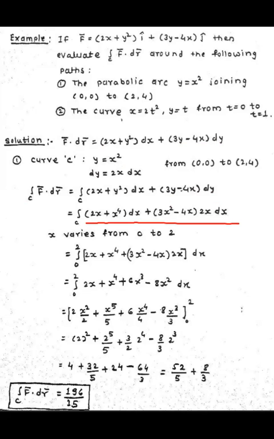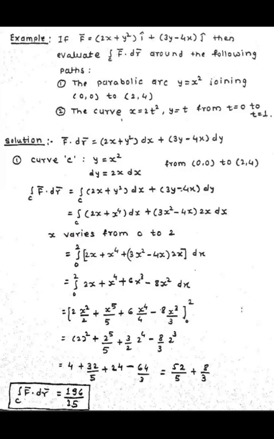So it is in terms of x, and we require to integrate in terms of x. Here x varies from the first coordinate, where the x value is 0, to the second coordinate, where the x value is 2. So x varies from 0 to 2, and that is our limit here. Now simplify by opening the brackets of this function. We obtain 2x times x to the 4 plus (3x square minus 4x) into 2x dx.